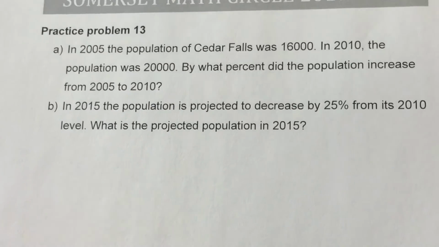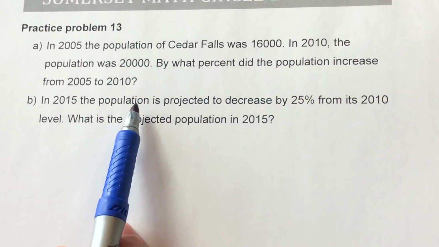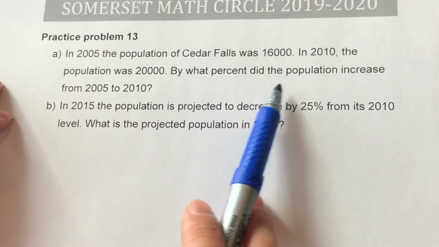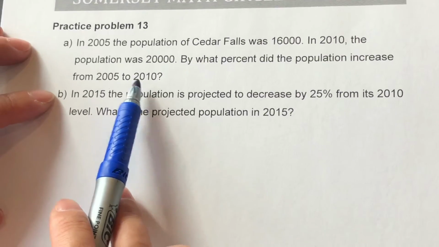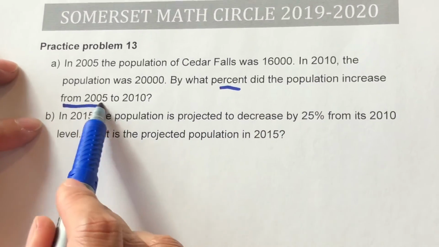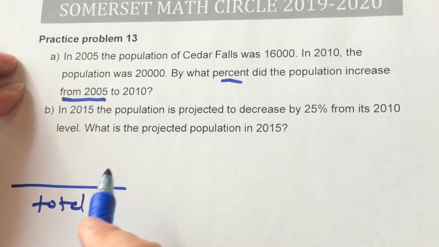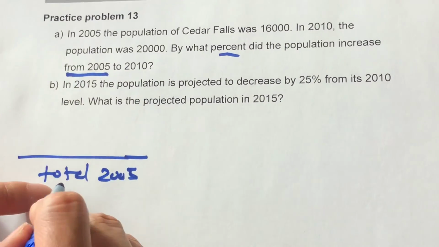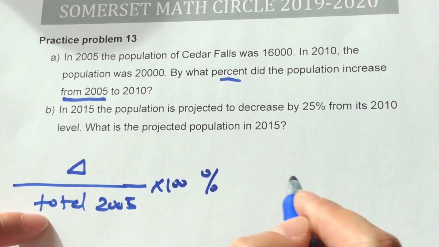Problem 13. In 2005, the population of Cedar Falls was 16,000. In 2010, the population was 20,000. What percent did the population increase from 2005 to 2010? Again, you have to pay attention to how to calculate the percentage from. So from 2005, which means your total in the denominator is 2005, not 2010. Okay, total in 2005 and the difference, multiply 100 would give you the percentage form.